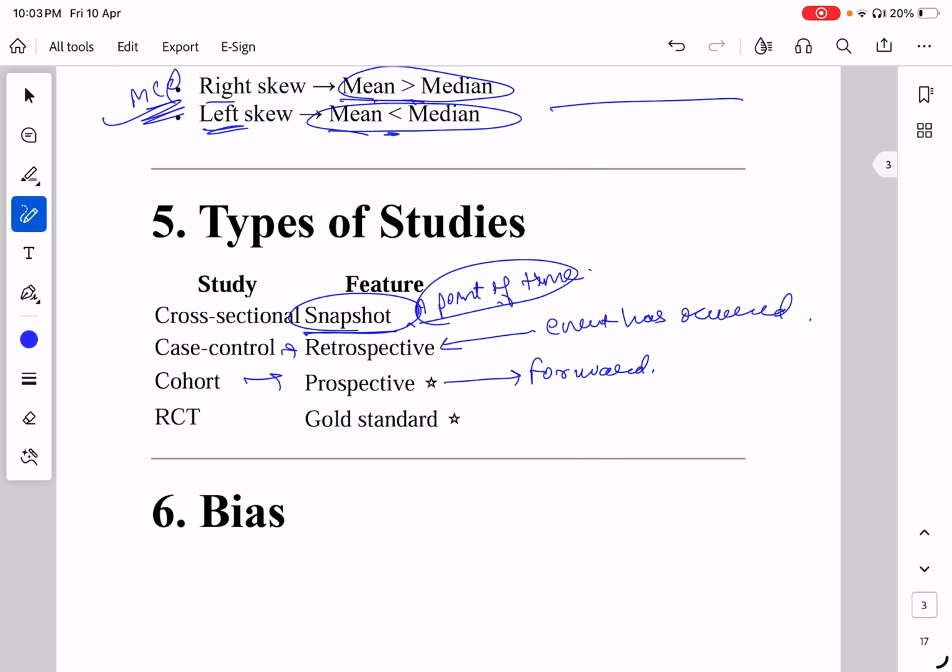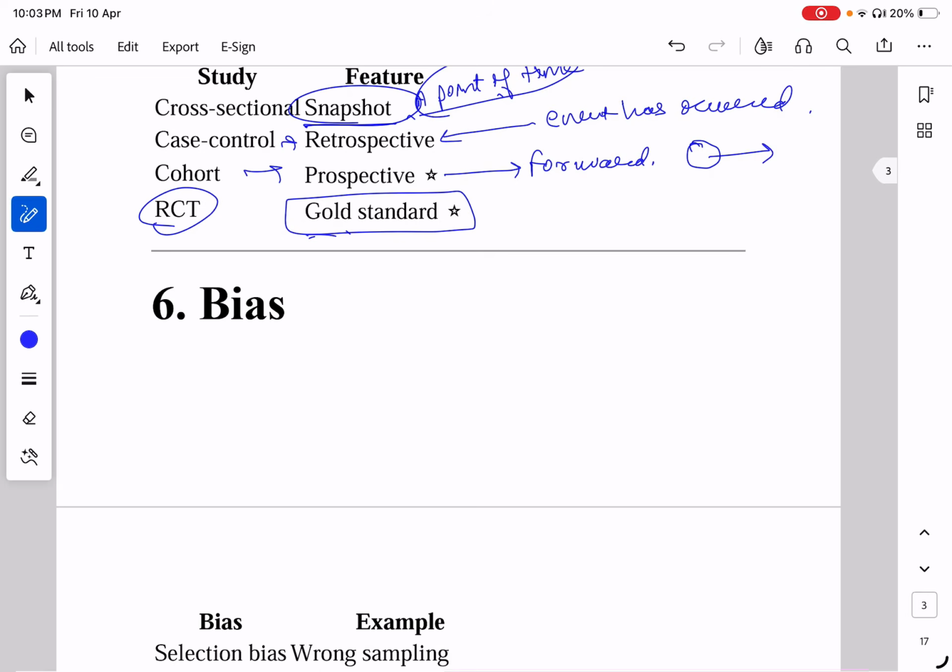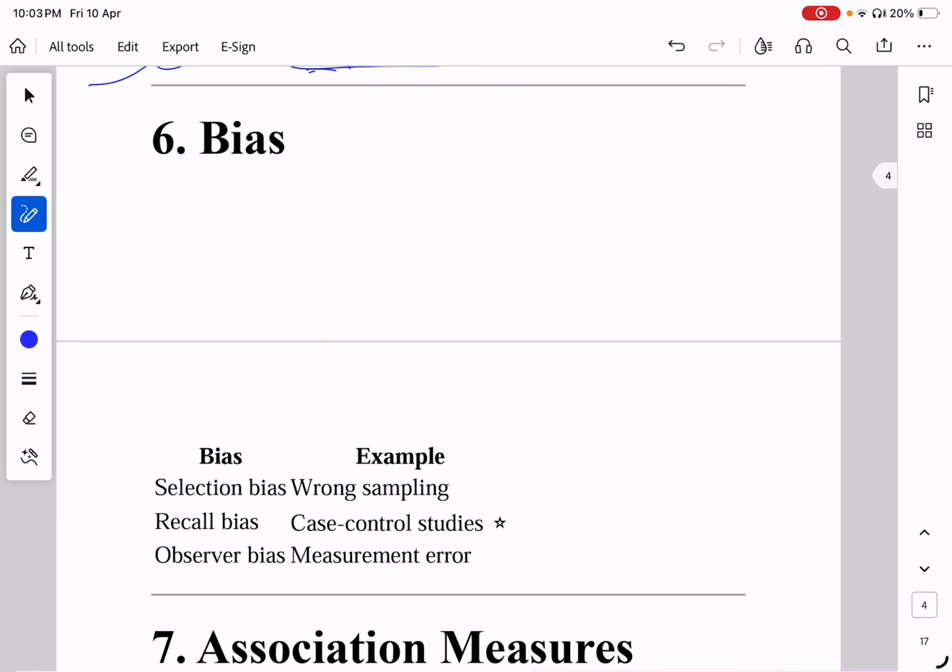You are including a group of patients which is known as a cohort, and you are now starting to take the values and parameters for that particular patient. So that is a prospective study. RCT, randomized control trial, is the gold standard method for research studies. So which is gold standard? RCT, which is prospective; cohort, prospective; case control, retrospective; and cross-sectional is snapshot. Every point is an MCQ question.